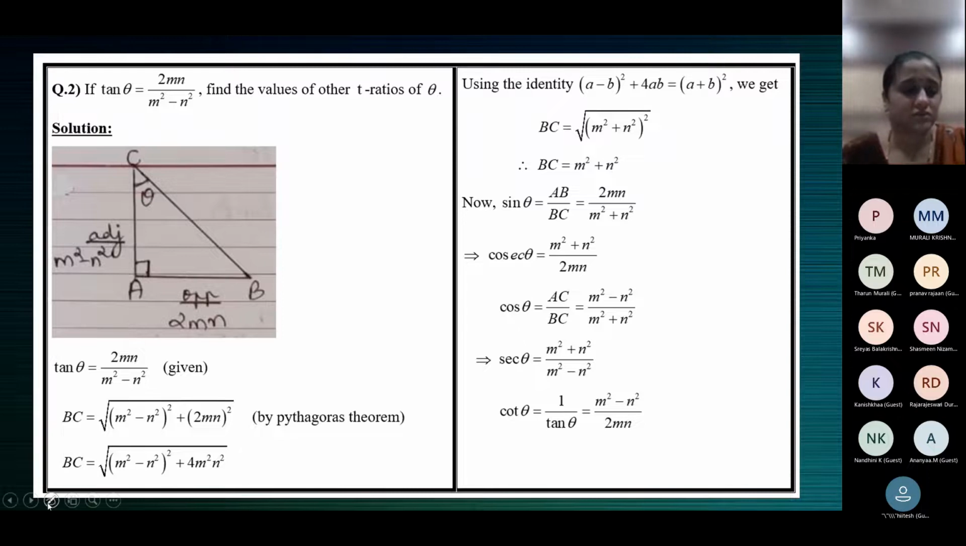So tan theta is equal to, please write the question, draw the figure. You can just write tan theta is equal to opposite by adjacent.